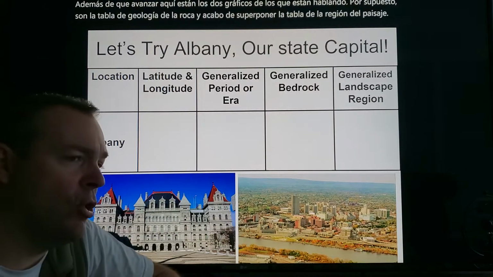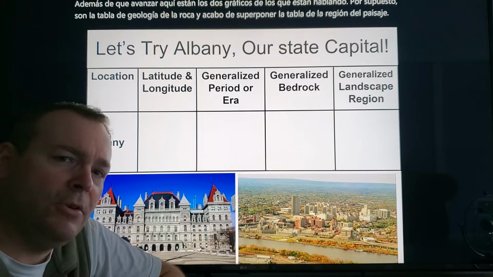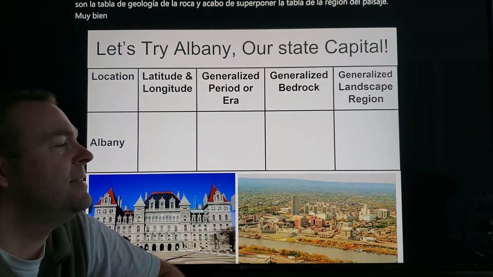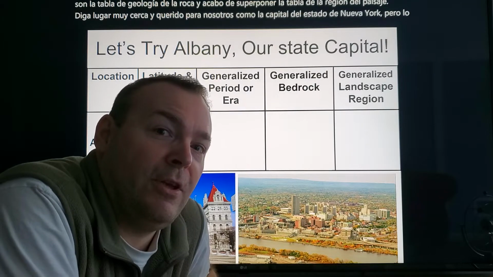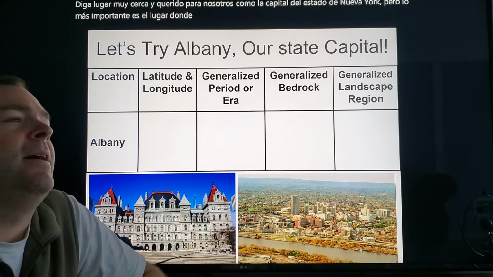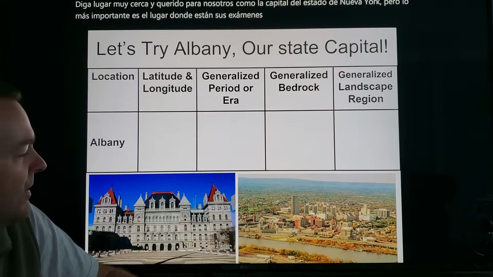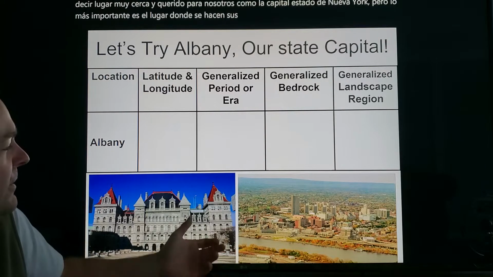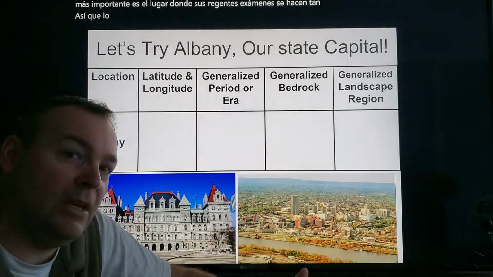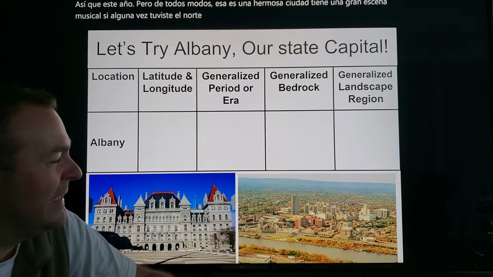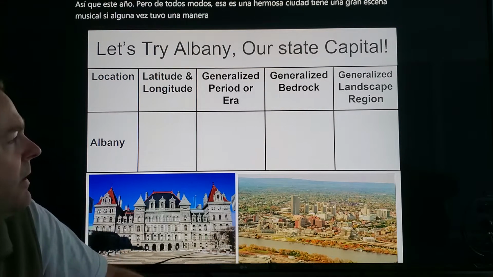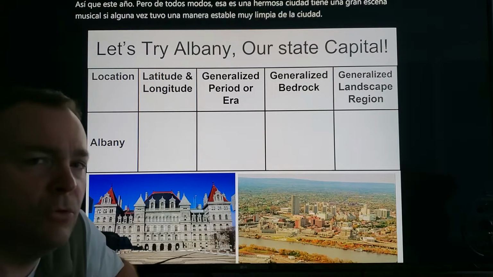All right, if it asks about Albany, of course, that's a place very near and dear to us. It's the capital of New York State, but more importantly, the place where your Regents exams are made. And of course, that's waived this year. But anyway, that's a beautiful city. Got a great music scene. If you ever head upstate a little ways, very clean city. Pretty different feel from New York City.